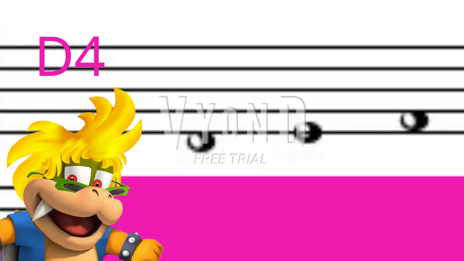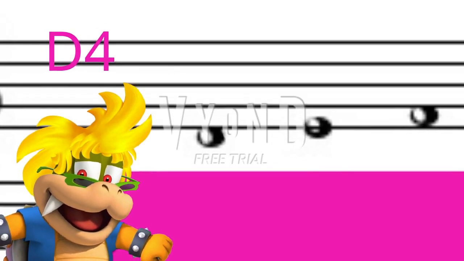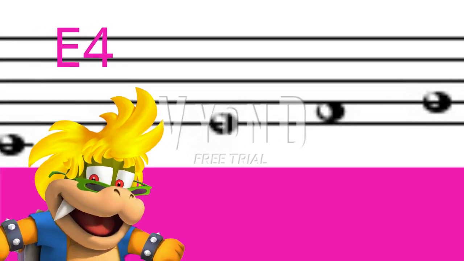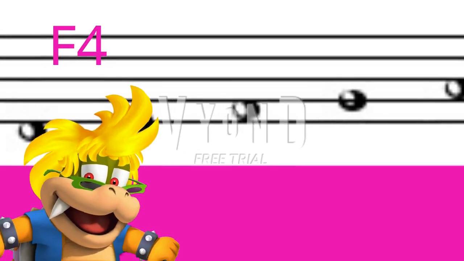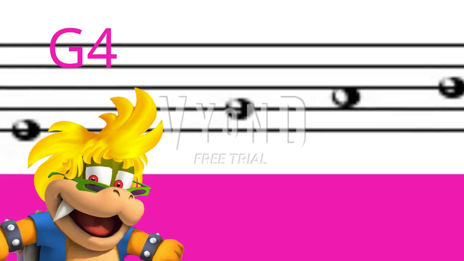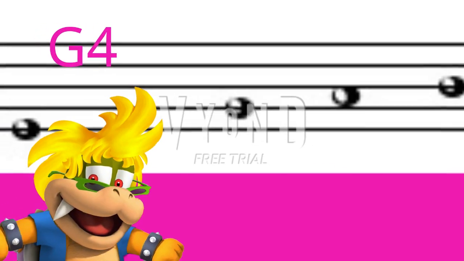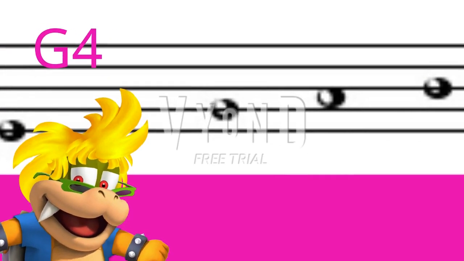D4 is below the 5 lines on the treble staff. E4 is on the first line of the treble staff. F4 is in the first space of the treble staff. G4 is on the second line of the treble staff.